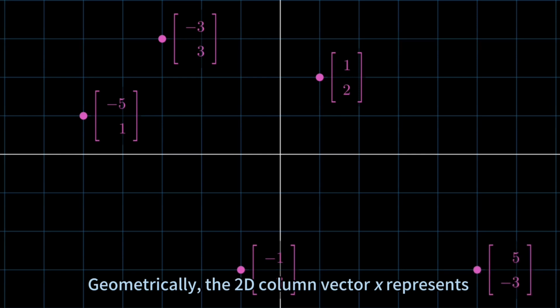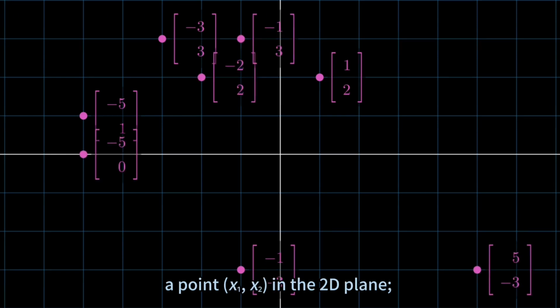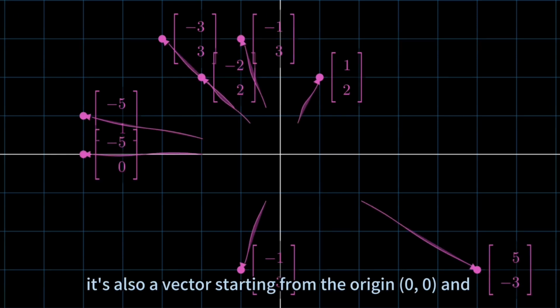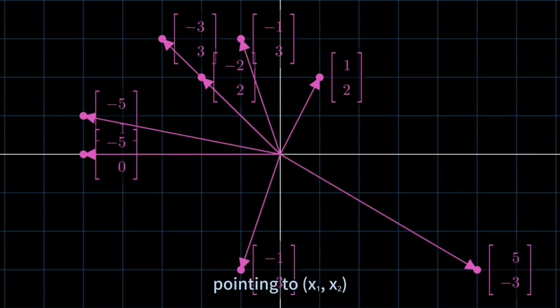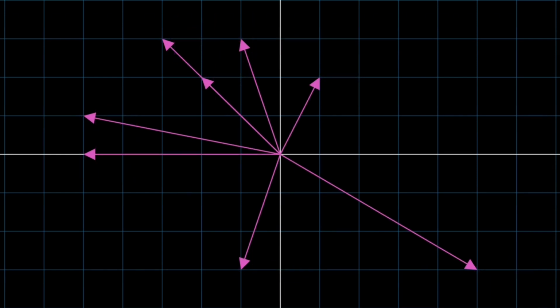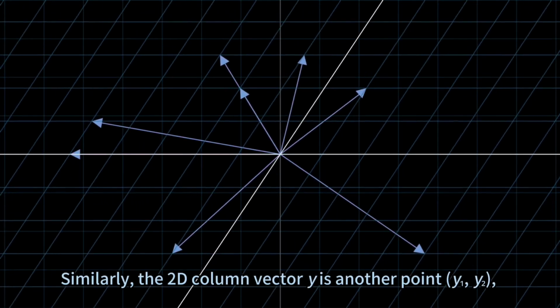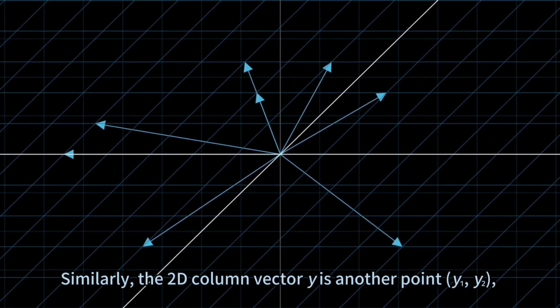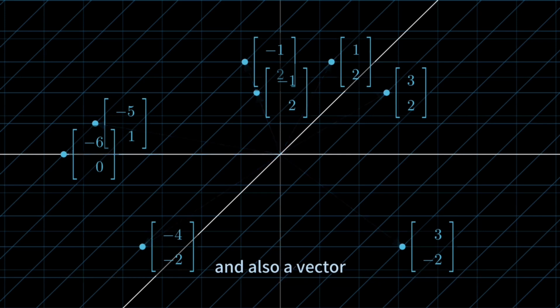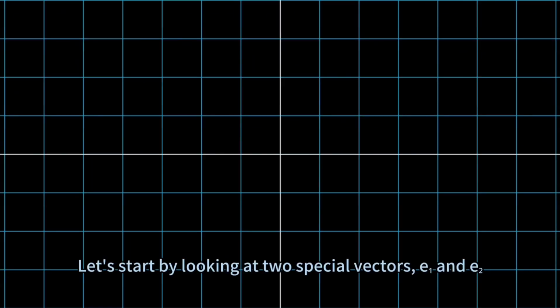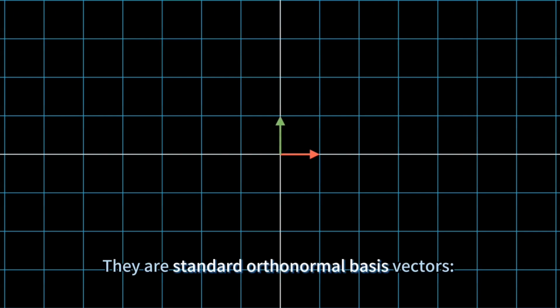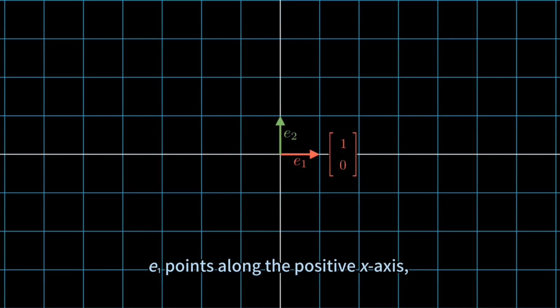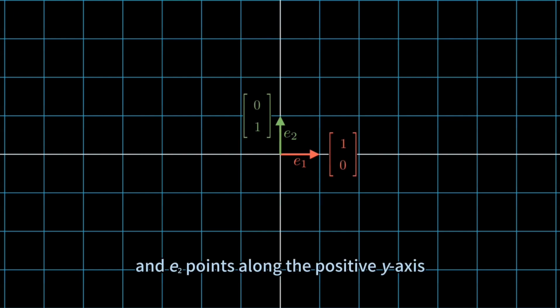Geometrically, the 2D column vector X represents a point in the 2D plane. It's also a vector starting from the origin and pointing to (x1, x2). Similarly, the 2D column vector Y is another point on the 2D plane. It's also a vector. Let's start by looking at two special vectors, E1 and E2. They're standard orthonormal basis vectors. E1 points along the positive x-axis and E2 points along the positive y-axis.